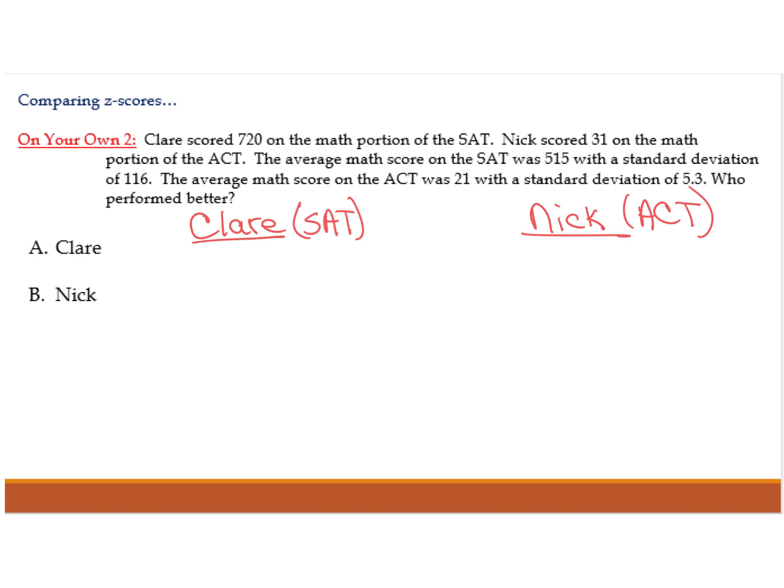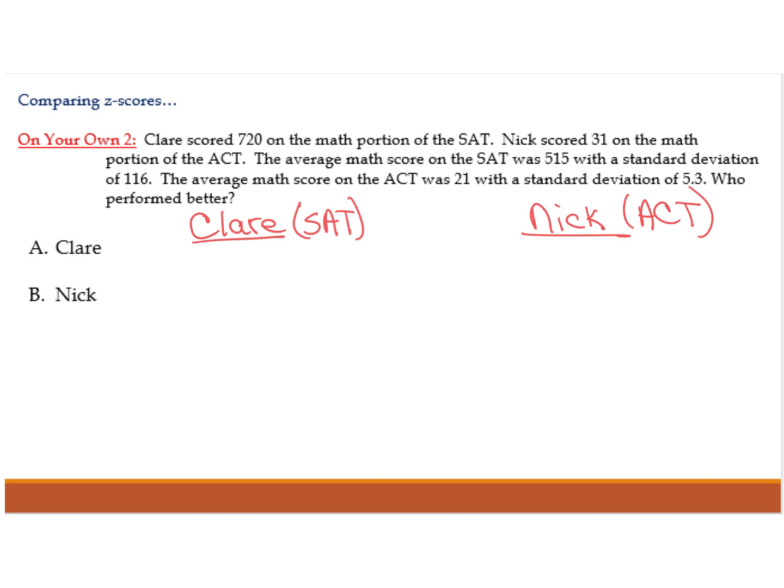All right, in this problem, we are told that Claire scored 720 on the math portion of the SAT. Nick scored 31 on the math portion of the ACT. The average math score on the SAT was 515 with a standard deviation of 116. The average math score on the ACT was 21 with a standard deviation of 5.3. Who performed better? That is basically asking who has the highest z-score.